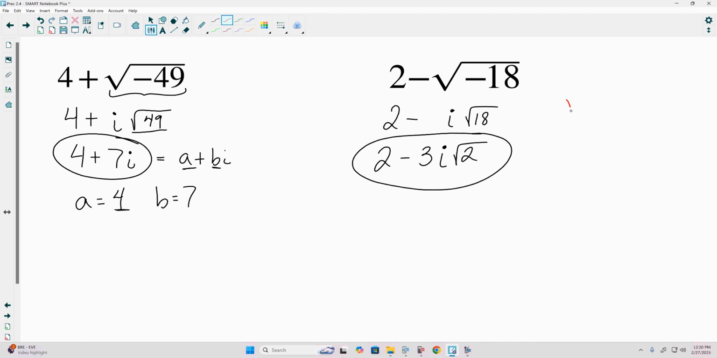Because what the calculator is really doing is looking at the square root of 18, which would be the same as 9 times 2. And we pick 9 because 9 is a perfect square. The square root of 9 would be 3, leaving us with the square root of 2. And the square root of -18 would be 3i square root of 2. Questions on this so far?